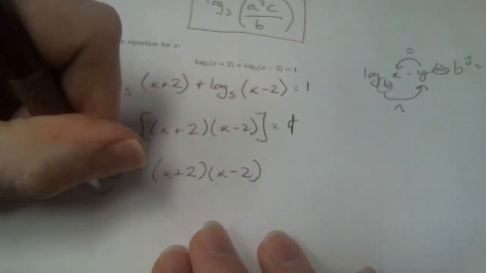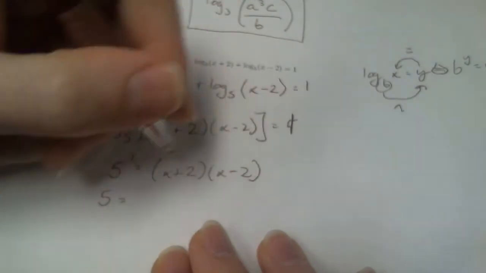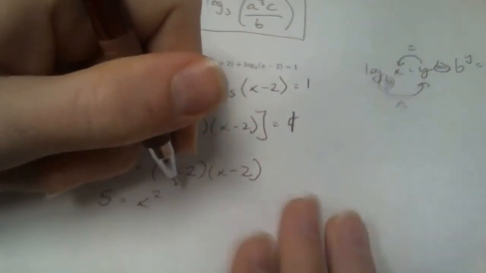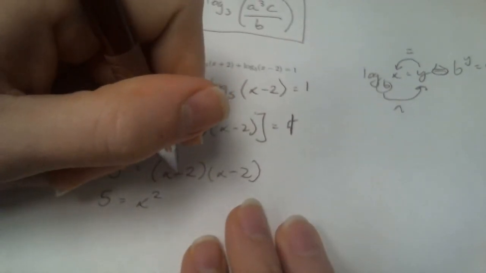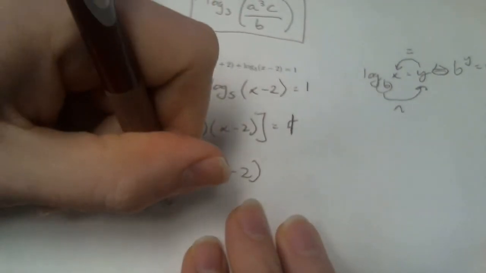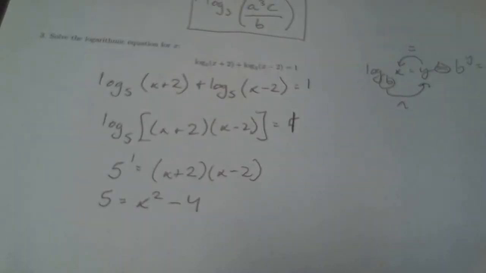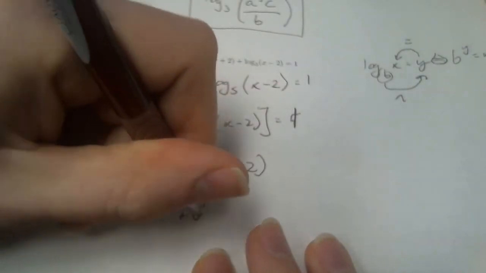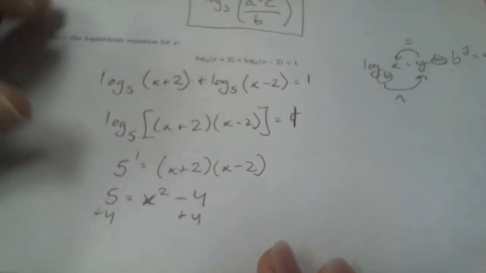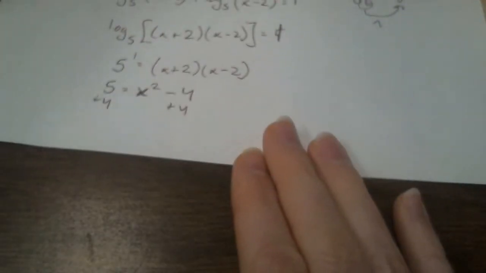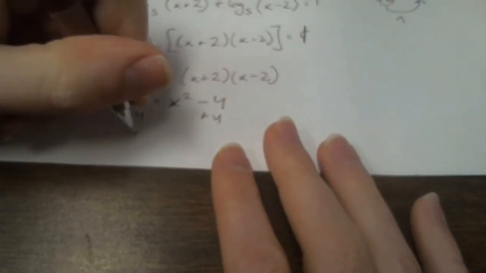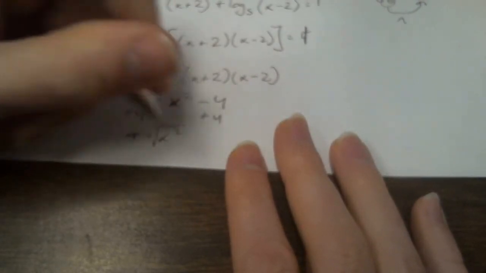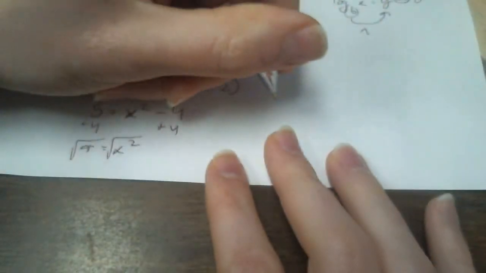So 5 to the first is just going to be 5. X plus 2 times x minus 2 is going to be x squared minus 2x plus 2x, so those are going to cancel, and then we have minus 4. To solve this, I'm going to add 4 to each side to get my x by itself, because then I can use the square root property. So I have 9 equals x squared, and then to solve it, you can just take the square root of both sides.